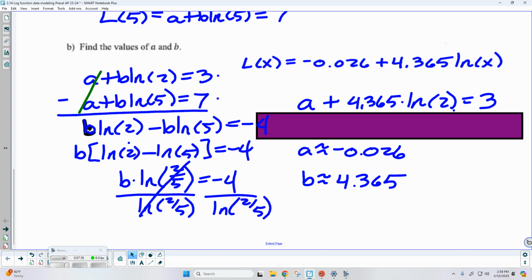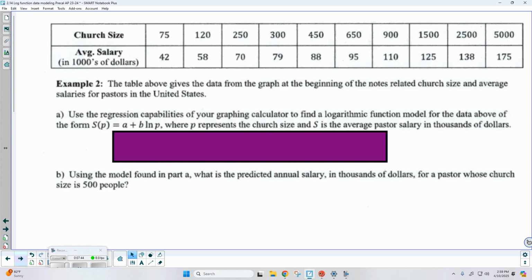Okay. All right, so we did one algebraically. Now, number 2, we're going to use the calculator. So the table above gives the data from the graph at the beginning of the notes. If you look at the previous page, that scatter plot, this data is where that scatter plot's coming from. It relates church size and the average salaries of pastors in the U.S. So part A, use the regression capabilities of your calculator to find a logarithmic function model for the data above in this form: S equals A plus B times the natural log of P, where P is the church size and S is the average pastor salary in thousands.